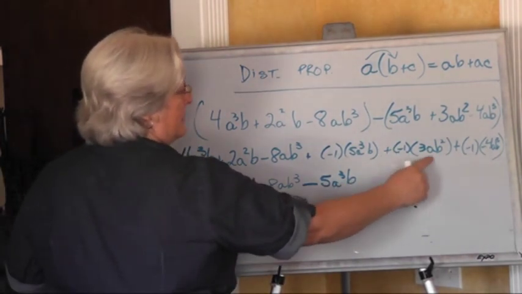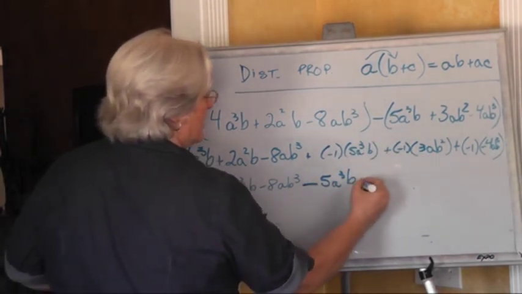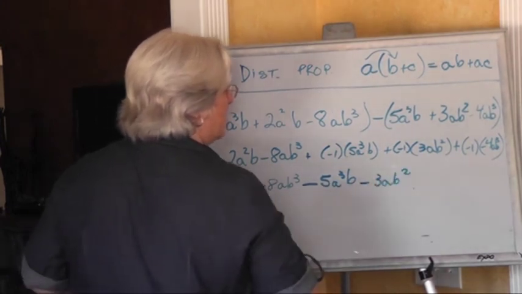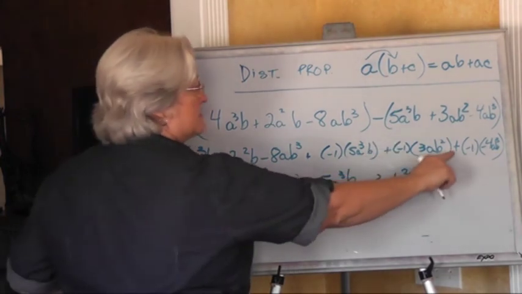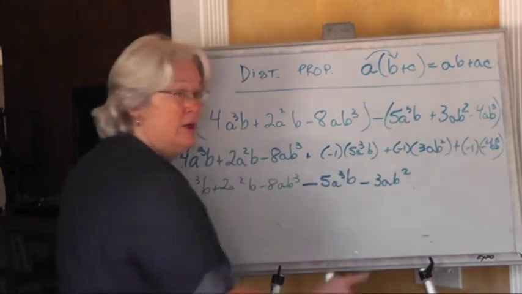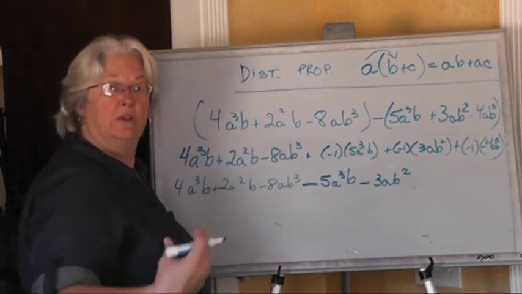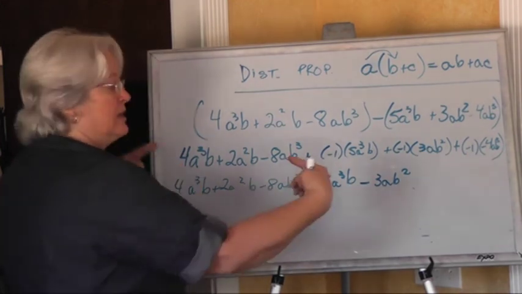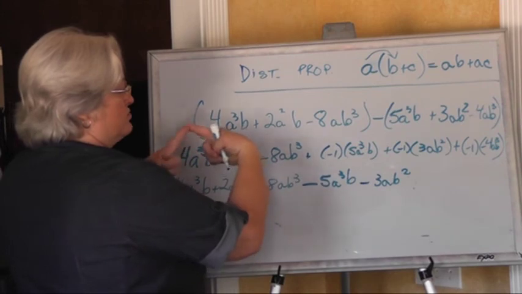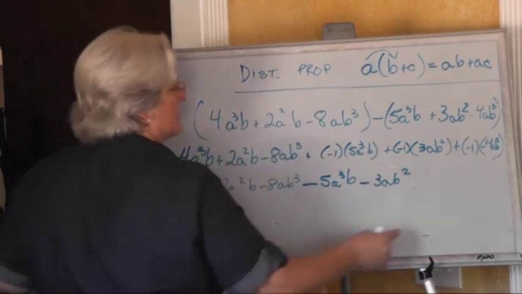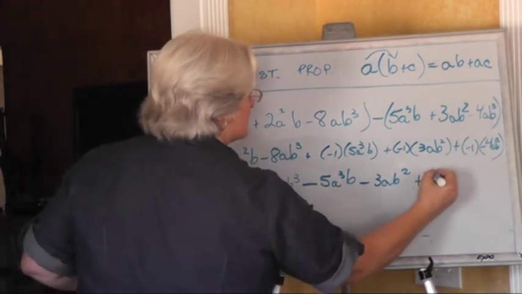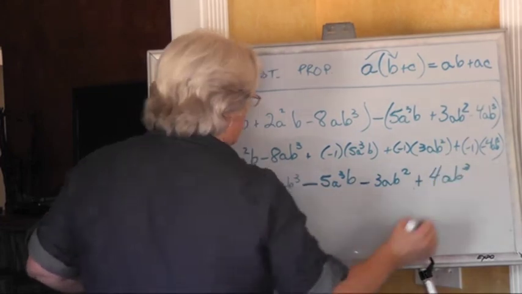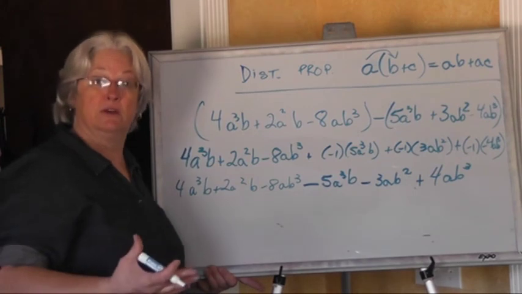Plus a negative 3ab squared is minus 3ab squared. Plus, okay, well we have negative 1 times a negative 4. Negative 1 times negative 4 is positive. Whenever you multiply two negative signs together, got your train crash, you've got a plus sign. So that becomes plus 4ab cubed.